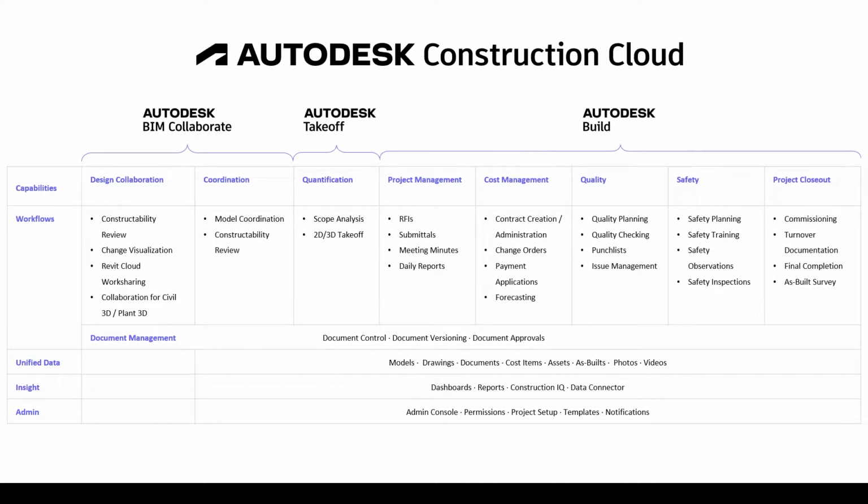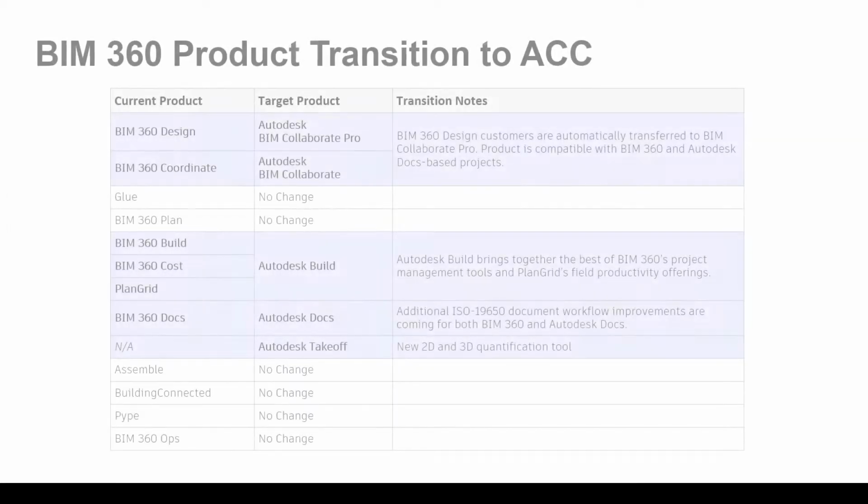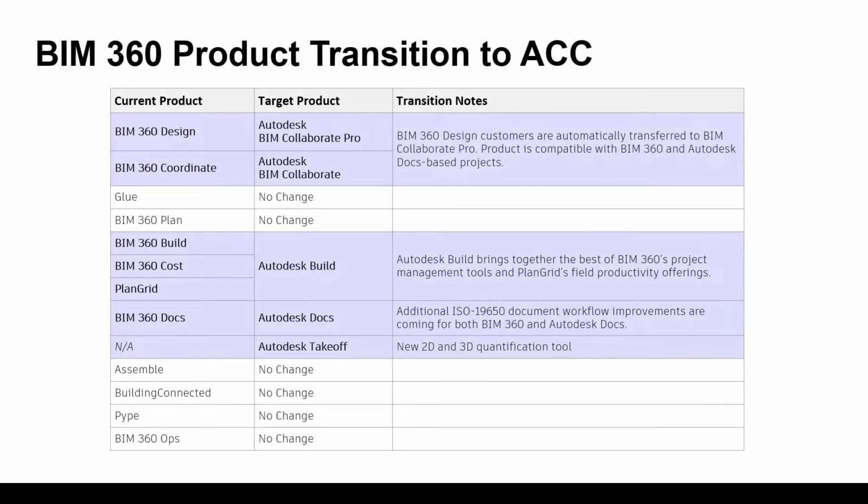Because the Autodesk Construction Cloud has originated from other applications such as PlanGrid and BIM 360, it's important to note here that some of the products have established further from what they originally set out as. So just here on the left hand side you'll see at the top BIM 360 Design became BIM Collaborate Pro, BIM 360 Coordinate became BIM Collaborate, but you can access both Design and Coordinate through both Collaborate and Collaborate Pro. BIM 360 Build, Cost and PlanGrid became BIM 360.